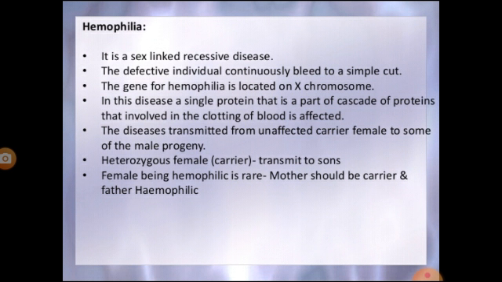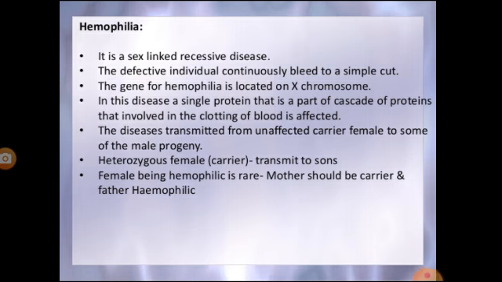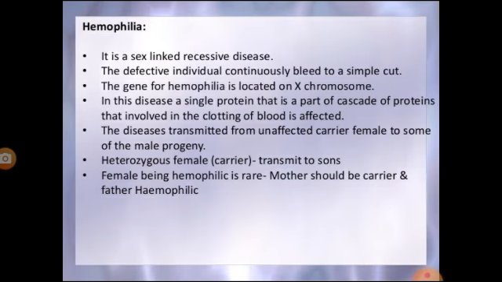As a result of continuous bleeding, the patient may die of blood loss, and the disease cannot be cured permanently. However, the bleeding can be checked through the transfusion of normal blood, which provides the vital factors for blood clotting. But nowadays, anti-hemophilic globulin is also available for the treatment of hemophilia A.